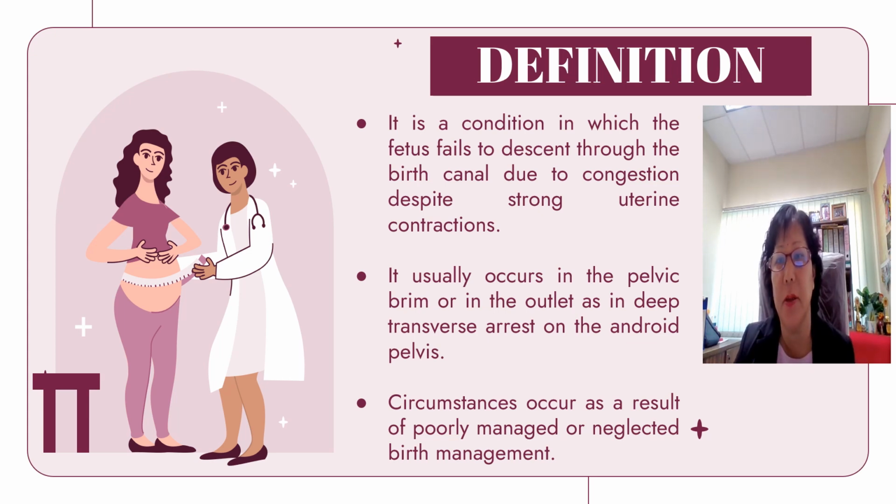It is a condition in which the fetus fails to descend through the birth canal due to obstruction despite strong uterine contractions. It usually occurs in the pelvic brim or in the outlet, as in deep transverse arrest on the android pelvis. The suitable pelvis for normal delivery is the gynecoid pelvis. This circumstance occurs as a result of poorly managed or neglected birth management. Okay, this is the definition of obstructed labor.